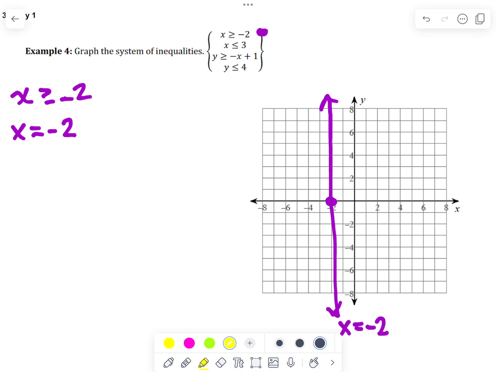Now I'm going to shade. This is saying greater than. Greater than, the numbers are greater, the x's are greater, to the right.